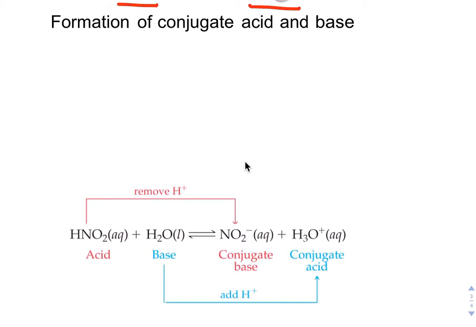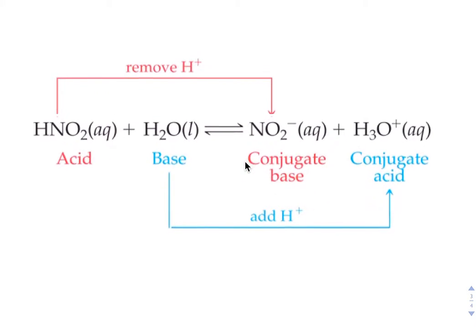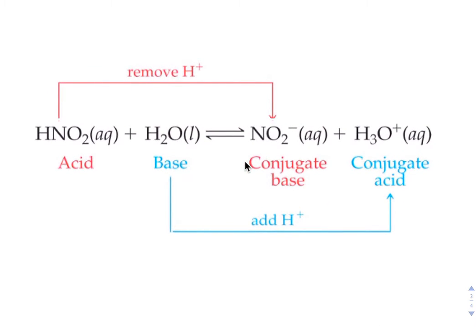Now we'll look at kind of an example of that here. We have nitrous acid reacting with water to produce conjugate base, the nitrite ion, and the conjugate acid, the hydronium ion, the H3O plus. And so you can see how this is related. So any acid-base reaction, you'd be able to come up with these pairs with the acid and conjugate base and the base and the conjugate acid. So we'll do some practice problems like these in class.